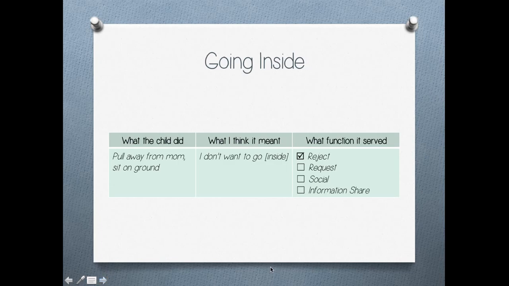Okay, so what I saw was this little girl pulling away from her mom, sitting on the ground, and I interpreted that to mean I don't want to go inside. The video did indicate that that was where they were trying to go, but it could just be I don't want to go, and that the function was rejection or not wanting to do something.